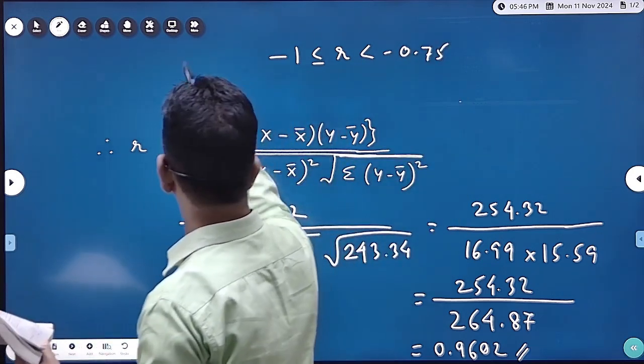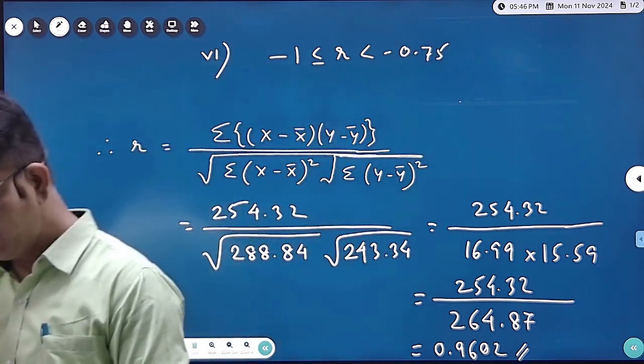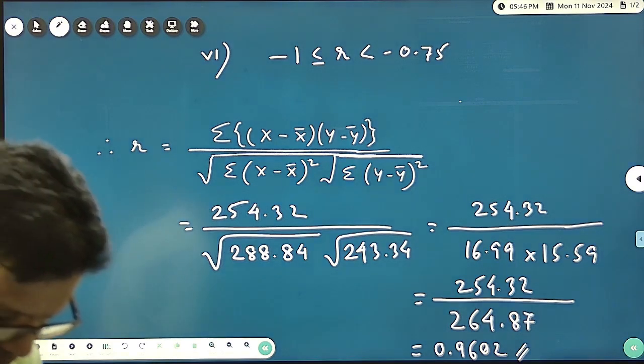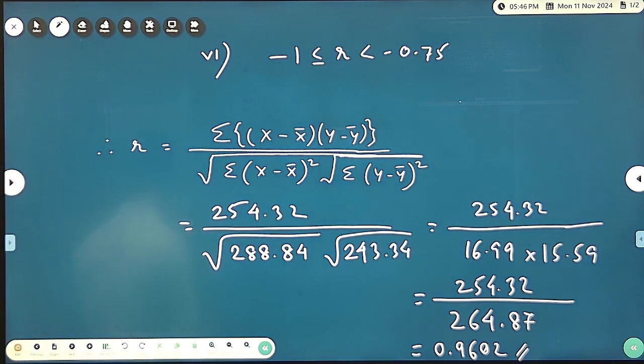Which one? Number 6. They gave, I think, something positive, more than 1 and less than 0.75. Can you have such a number? No, we cannot have such a number. Yes or no? We cannot have a number more than 1 and less than 0.75. So if it is this number 6, then it is high degree of negative correlation.